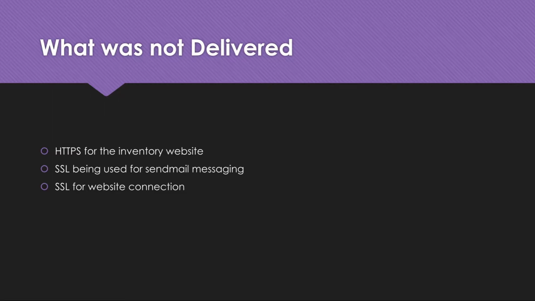Well, a lot of the things we missed were our security features. These were the big things that we wanted to do at the end, and since COVID happened, we were unable to implement them, and we're very sad about that. The big ones we missed, of course, were HTTPS for the inventory website, SSL being used for the SendMail messaging, and also SSL for the website connection. These were things we had very late in our Gantt, and we were unable to meet them just due to the circumstances we were put in and the timing.